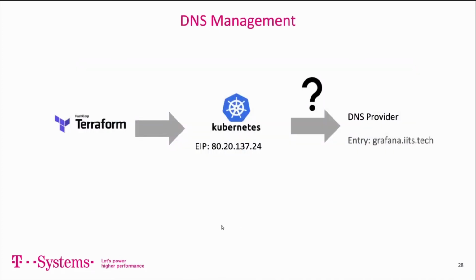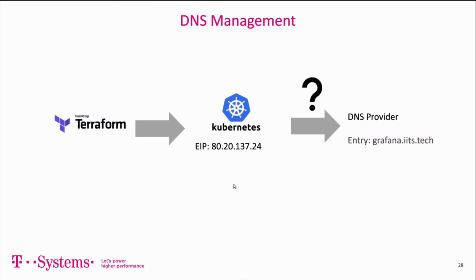Okay, now we have secrets, we have the routing, we have a certificate, and what's still missing is the DNS management. So I have my load balancer, I have my public IP, which is 80.20, and now I want to bind it to grafana.eats.tech. So how can I do that?